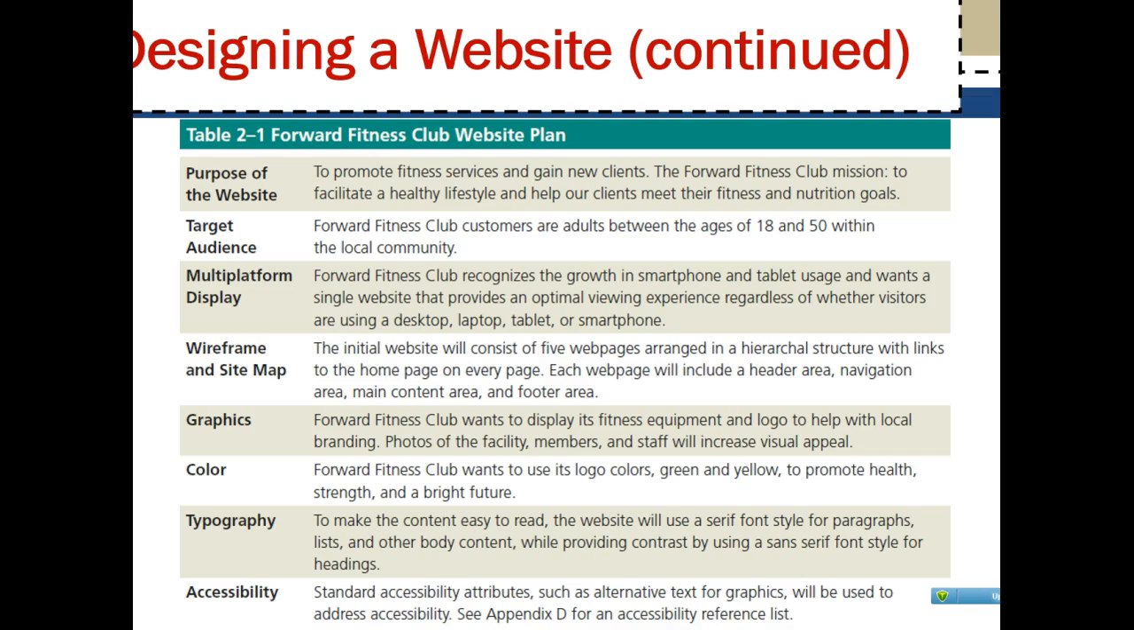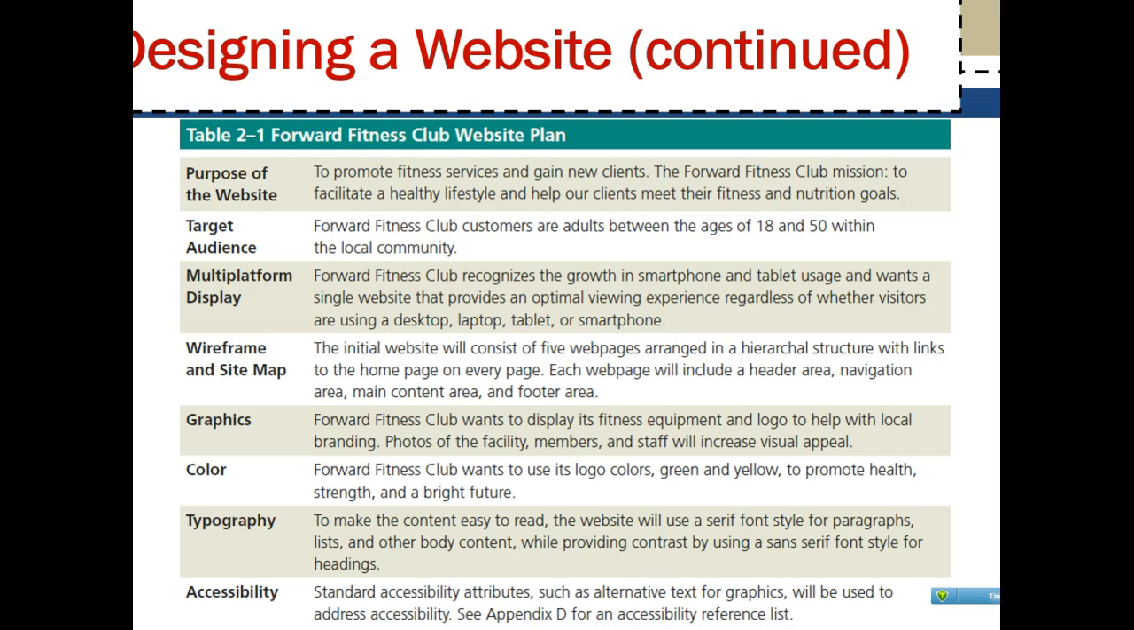Then we talk about the wireframe and sitemap. The initial website consists of 5 pages in a hierarchical structure with links to the home page on every page. Every page will include a header area, navigation area, main content, and footer area. Remember, you are sitting down with the customer and getting this information and asking about it.